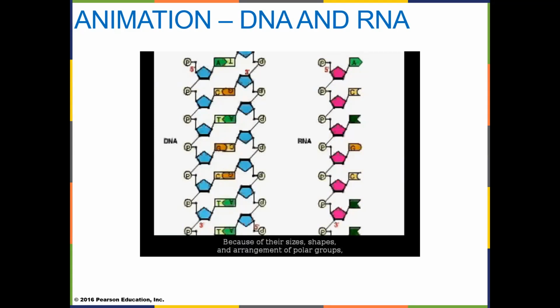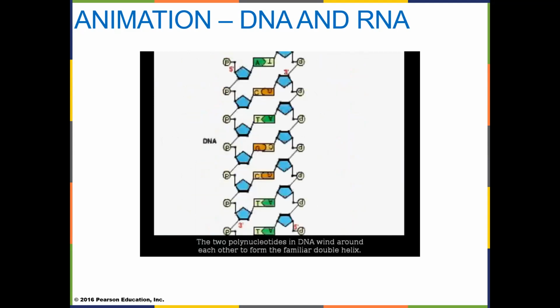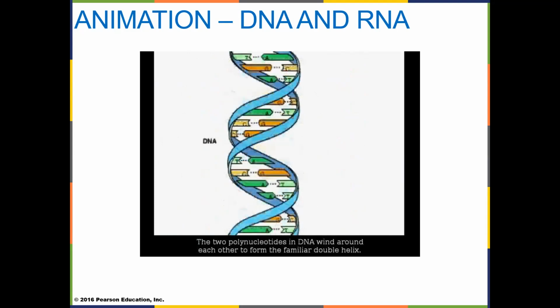Because of their sizes, shapes, and arrangement of polar groups, the DNA bases form complementary pairs. Adenine pairs with thymine, and cytosine pairs with guanine. The 2 polynucleotides in DNA wind around each other to form the familiar double helix. The bases can be in any order, like the letters of the alphabet. However, the base sequence is significant. Sequences of bases called genes encode the instructions for the structure and function of an organism.